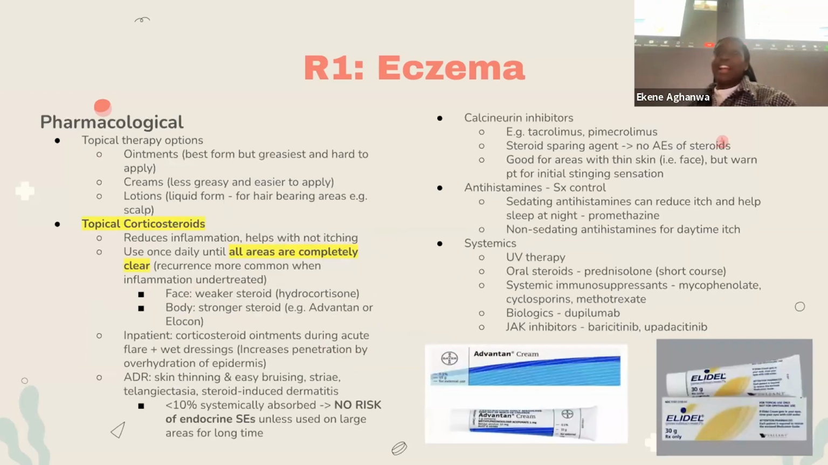Okay, there's a lot on the slide for pharmacological therapy, but the main one to remember is topical corticosteroids. The corticosteroids depend on what part of the body the eczema is on. If it's on the face, you'll use a weaker steroid like hydrocortisone. If it's on the body, you'll use a stronger steroid like methylprednisolone.